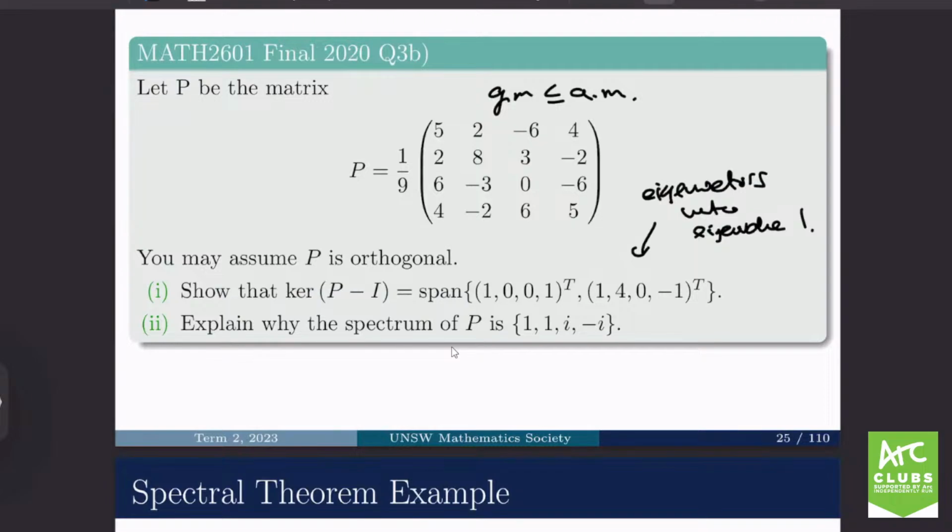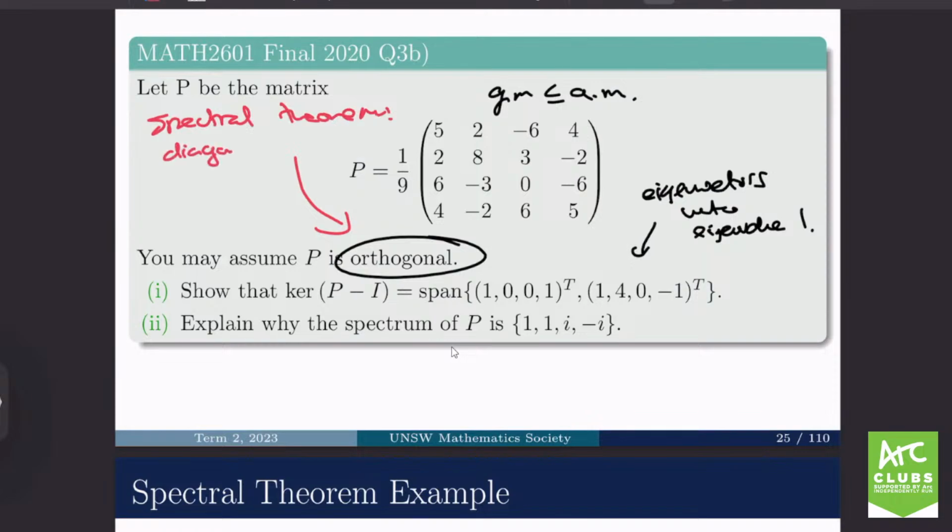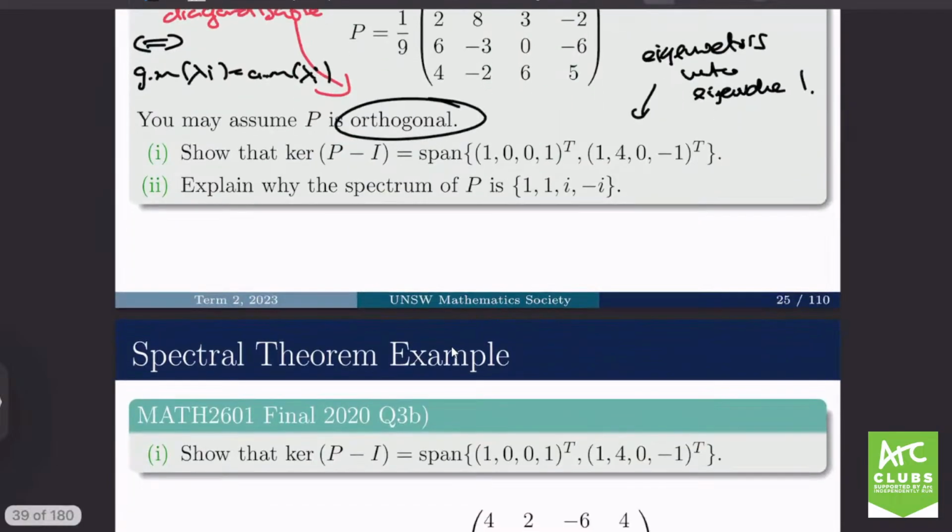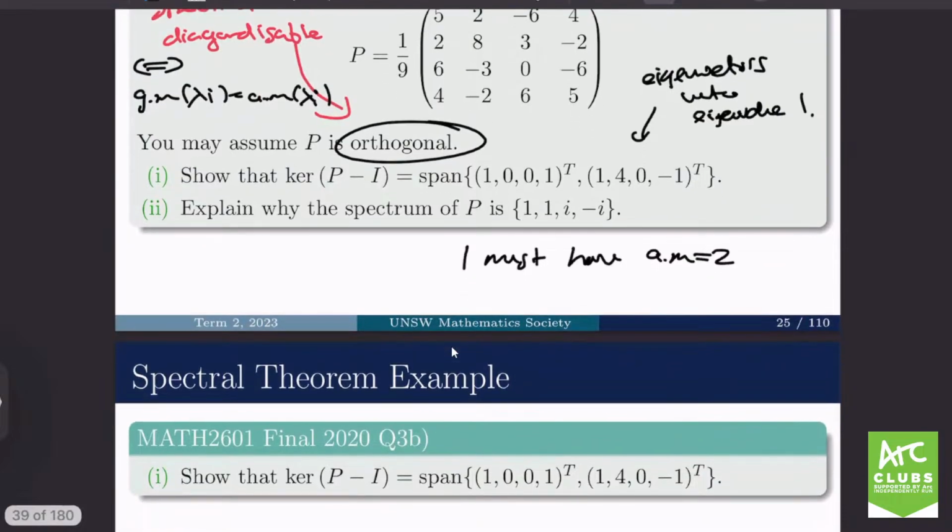Now, keep in mind that what we have is an orthogonal matrix, okay? So this is where the spectral theorem comes in. By the spectral theorem, this is diagonalizable. It's unitarily diagonalizable, because it's orthogonal, and remember orthogonal matrices are normal, so it applies to them. If it's diagonalizable, that's equivalent to saying that geometric multiplicity for each eigenvalue equals the algebraic multiplicity. So that's telling us that 1 must have algebraic multiplicity of 2. Alright? In which case it appears twice.